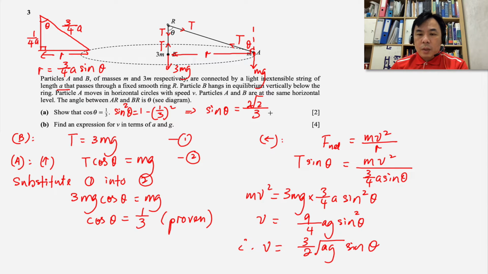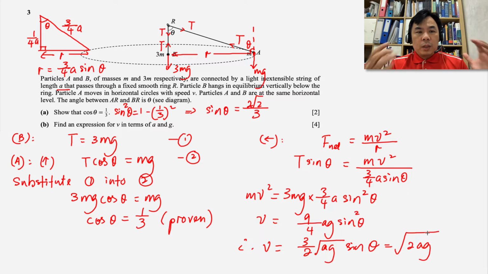and then from here all we need to do is just substitute this, and then we will get the expressions for B in terms of A and G here. So we can substitute this. We will get 3/2, which is equal to square root of 2AG there. So I hope that is clear. Right. I'm going to move on to the next question shortly.